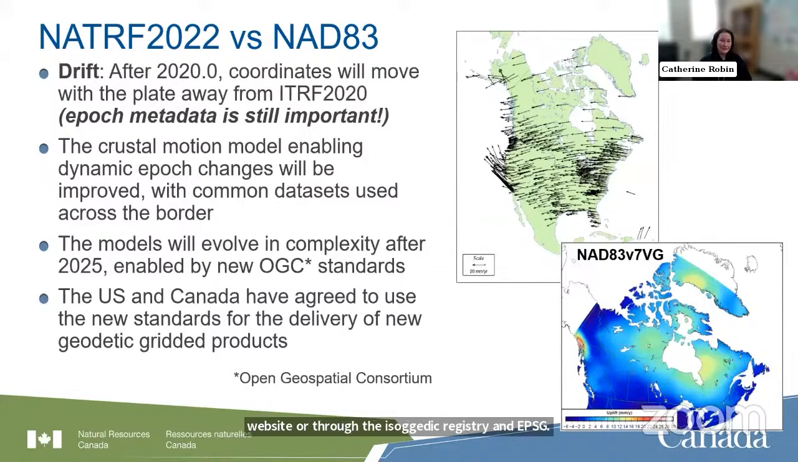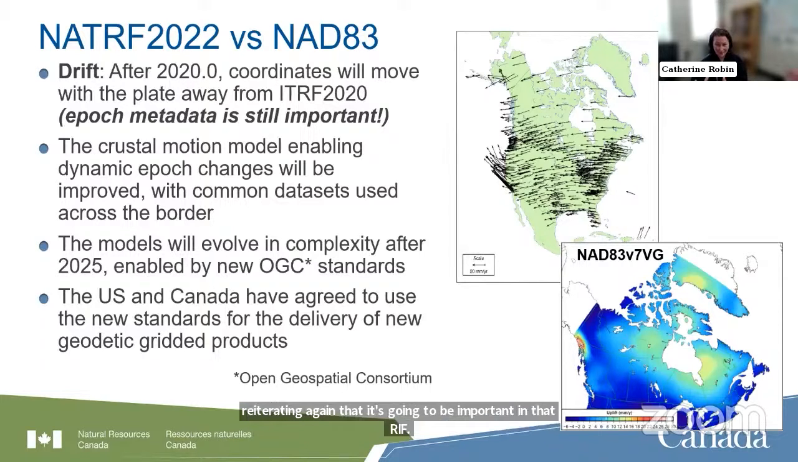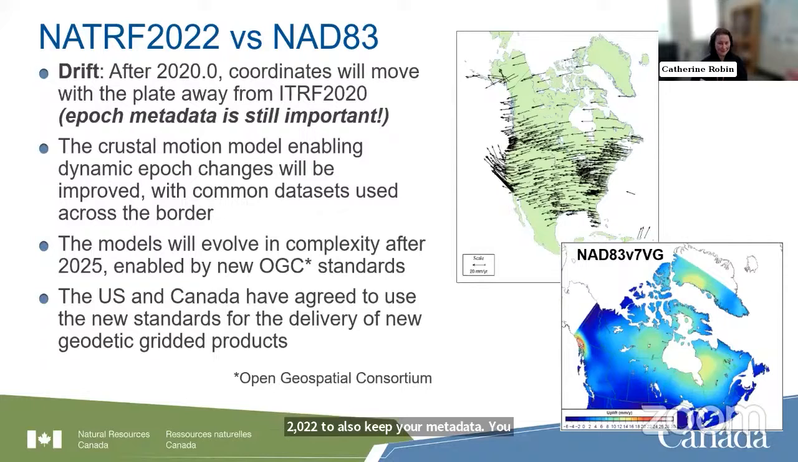After 2020, we're going to be rotating away from the International Terrestrial Reference Frame using the rotation parameters that we're currently defining to capture the motion of the North American plate. So we're going to be separating from ITRF 2020, and I'm reiterating again that it's going to be important in NatRef 2022 to keep your metadata up to date. The epoch is going to be important there, and it's important to keep those data sets well labeled.